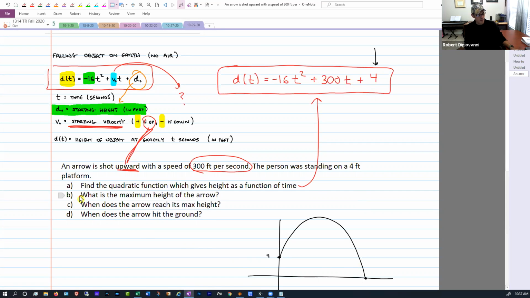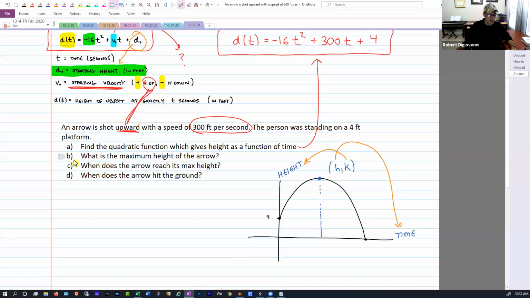So for parts B and C, it says, what is the maximum height of the arrow? And then when does the arrow reach its maximum height? They're talking about the vertex, right? Now, we have to remember that this x-axis is time and the y-axis is height. So when we're looking at this point (h, k), h is the time and k is the actual height.